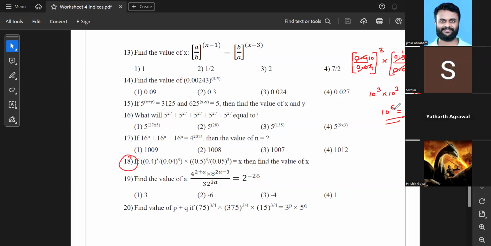So, sir, what is the answer? It is 10 raised to 6. Yeah, 10 raised to 6. Okay, sir.